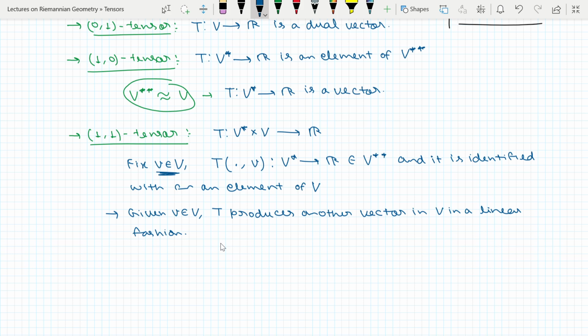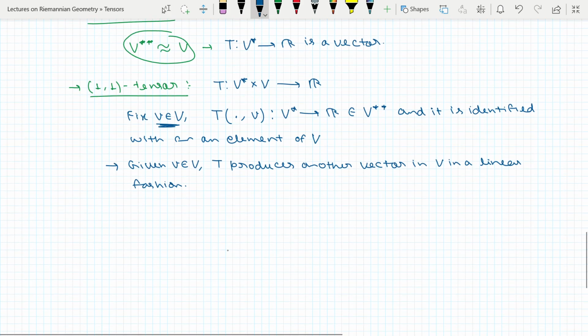This element of V double star that I created using the 1-1 tensor is still linear because it was already linear in both the slots. I have just fixed only one slot. In the other slot, it is linear already by the definition, by the way it is constructed. So for a given element and a given 1-1 tensor, it can produce another vector in the vector space V. That's what's happening.